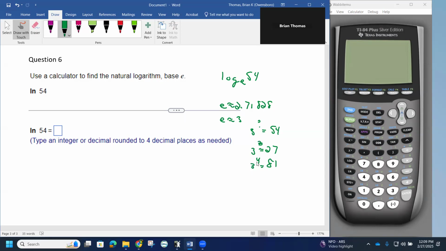So that's what we're looking for: the exponent of e that gives me 54. Again, you can guess and check a little bit as well. I could start with e to the third power. That gave me 20. I can go e to the fourth power. That's giving me 54 something. So notice how 4 is actually pretty close, just a shade big.